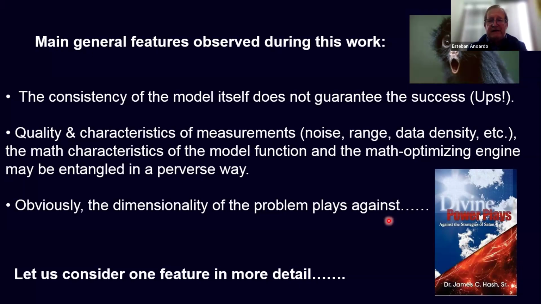Obviously, if you have a multidimensional problem, like in the case of the liposome, where we have a 7-dimensional space, that plays against you. If you have a 2-dimensional space, you can fit using practically any reasonable optimizing engine and it will work quite well. But as soon as you start to increase the dimensionality of the problem, it starts to be a problem. But now let's go to a specific feature in more detail.